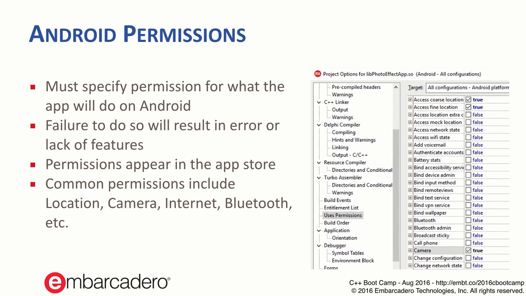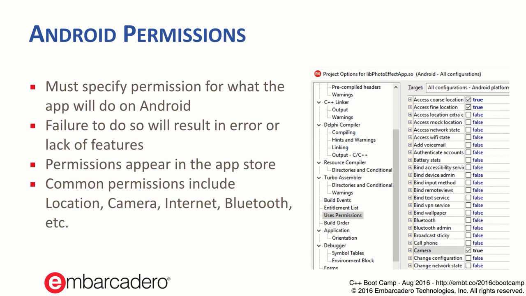When you're deploying to Android, you also need to be aware of permissions. Permissions allow you to specify what your app's going to do. These permissions show up in the App Store, but even when you're deploying for debugging purposes, which doesn't give you the accept permissions screen, you still need to flag to the OS what your app's going to do.